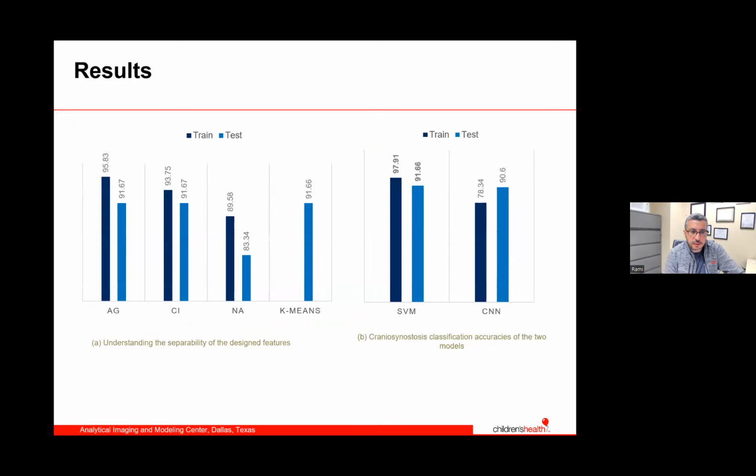And these are our results. If you look at the SVM, we had 91% accuracy of identifying true craniosynostosis versus normal. The CNN had only 90% accuracy. Although we expected the CNN to be better at identifying these diseases, the only issue is we didn't have enough data. So that's why SVM did better in this case than CNN.